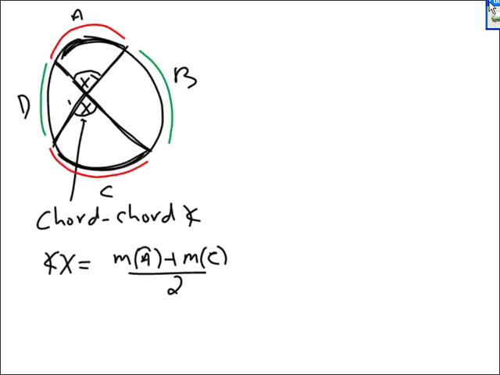In other words, if this arc was 70 degrees and this arc was 30 degrees, the measure of X would be 70 plus 30, 100, over 2. It would be 50 degrees. Angle X would be 50 degrees. Now, let's state the theorem and let's prove it.